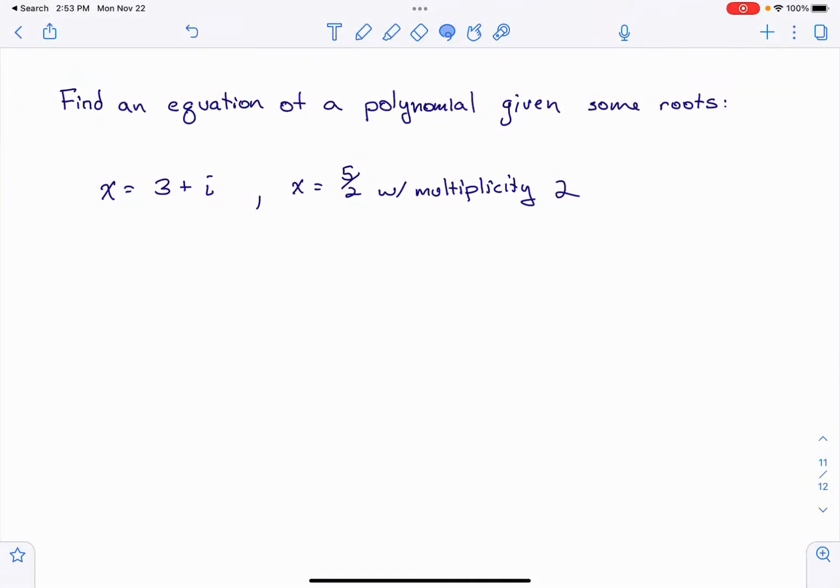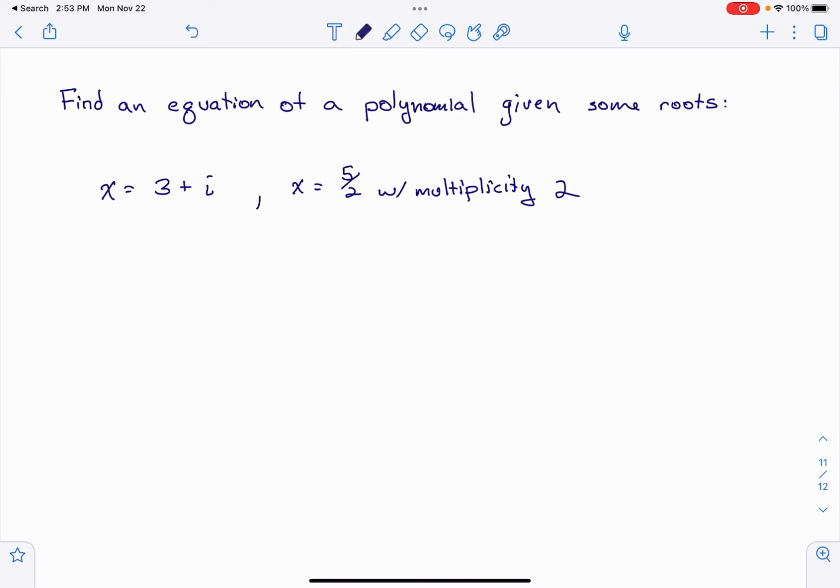In this example problem, we're going to find the equation of a polynomial when we're given some roots. In this case, we know that one root is at x equals 3 plus i, and the other one is at x equals 5 halves, but it has a multiplicity of 2. Let's start with the 5 halves with a multiplicity of 2.